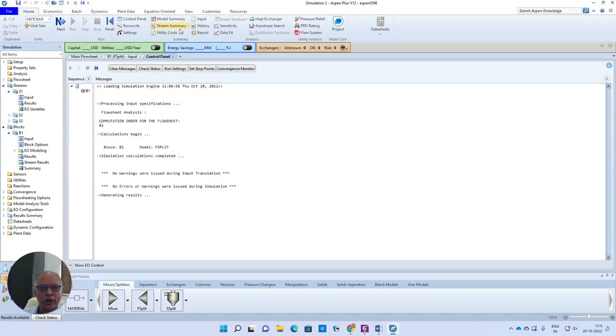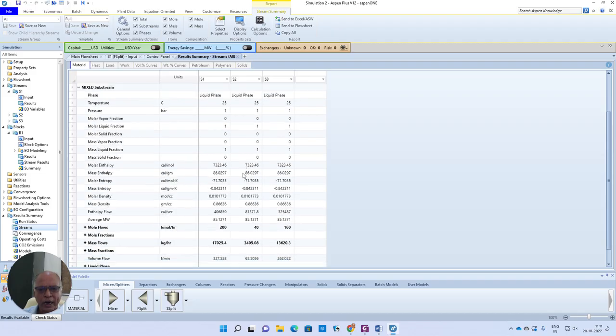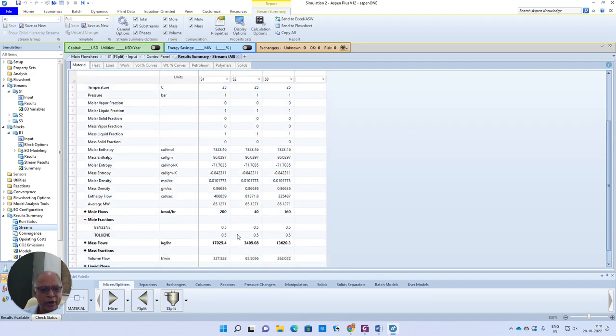Again, sorry, I did not show you the other ways of looking at this. You can go to stream summary. Now you can see the temperature and pressure of all the 3 streams is unique. Remember, we have defined only the input stream, and similarly, the compositions also will be exactly similar because we are only trying to divide the flow according to the given split fraction.